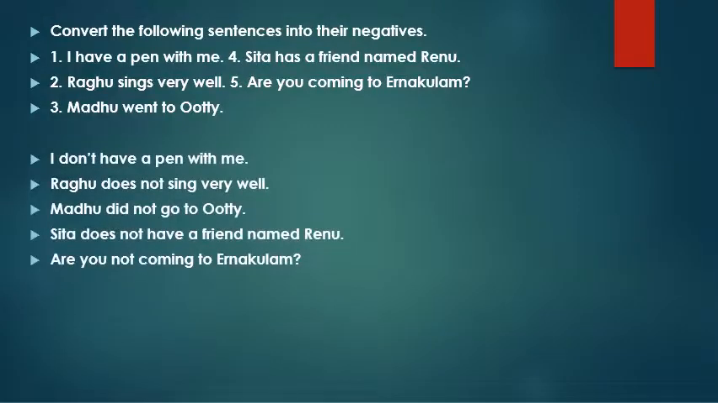So, I have a pen with me. I don't have a pen with me. That is pretty straightforward. Second one, Raghu sings very well. How do we make it negative? Does not sing. Raghu is singular, that is why does not sing. Mathu went to Ooty. That is past tense. Mathu did not go to Ooty.